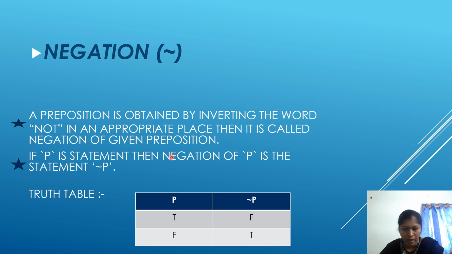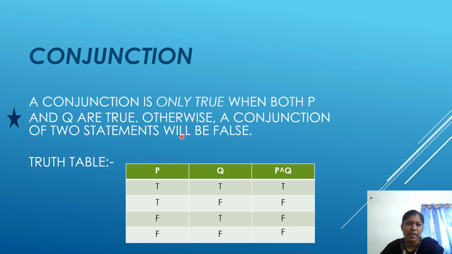By the truth table, you can observe that P is a statement or proposition, and the conditions are true or false. That statement should be true or that statement should be false. If P is true, then the negation of P is false. If the given declarative statement is false, then the negation of P is taken as true.